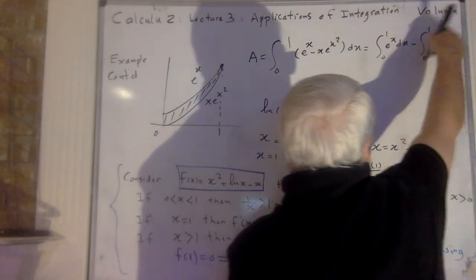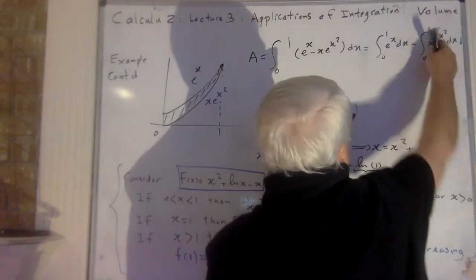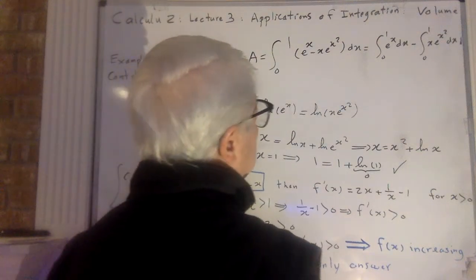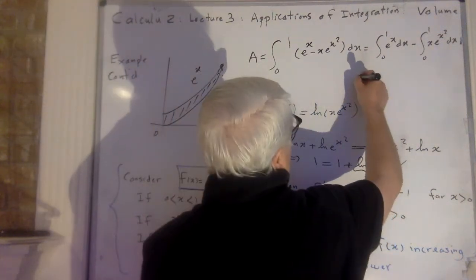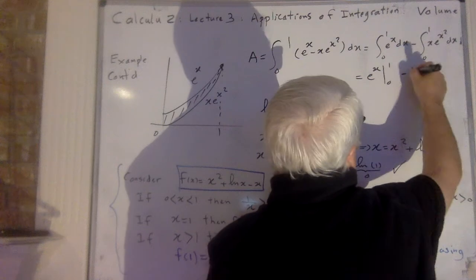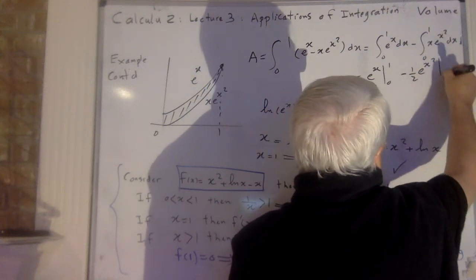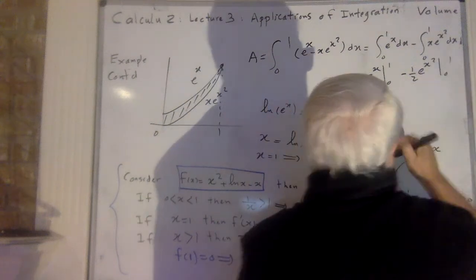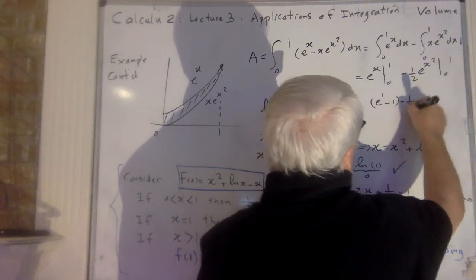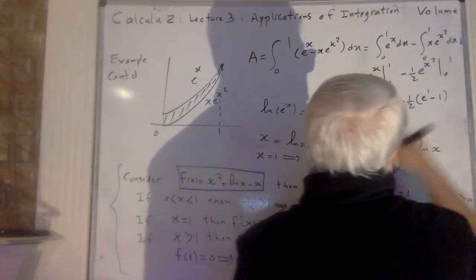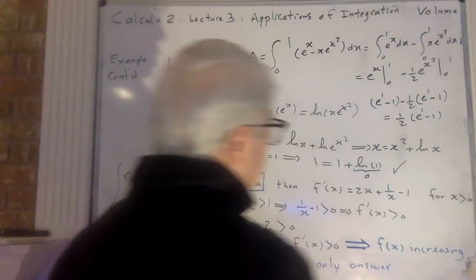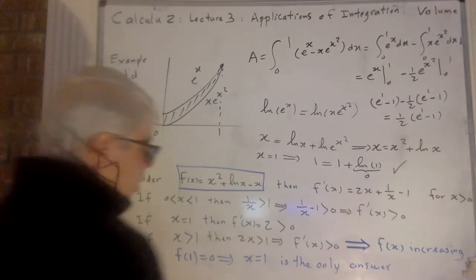Now, at this one, you can see the derivative of this x squared, which is 2x, is here. In fact, that's x, but it's a multiple of that 2x. It is 1 half times the derivative. So you can use substitution, but I just leave that to you. Integral of this is simply e to the power x. This one will be minus 1 half e to the power x squared from 0 to 1. So this one is e to the power 1 minus 1 minus 1 half e to the power 1 minus 1. So in fact it is 1 half times e to the power 1 minus 1. So that is the area between these two curves.